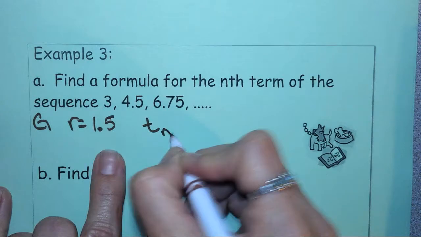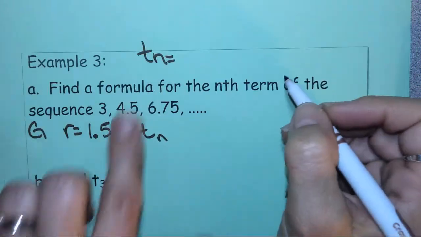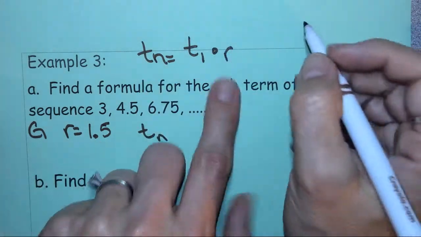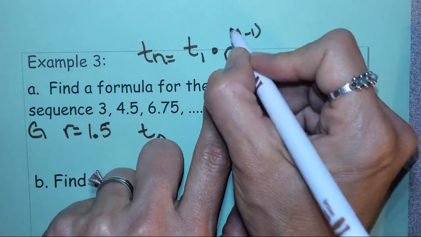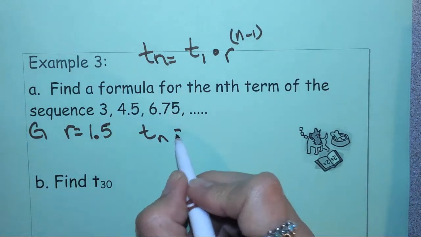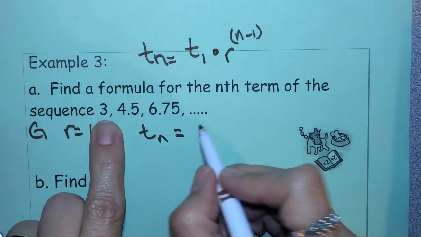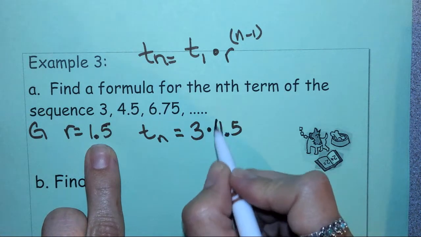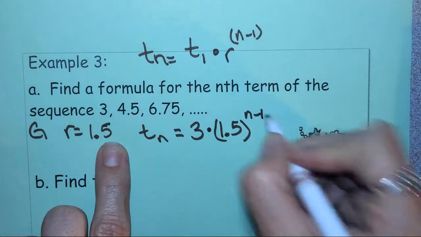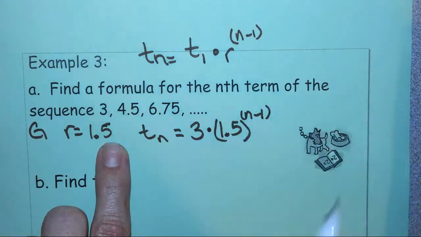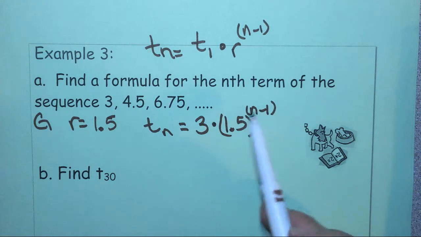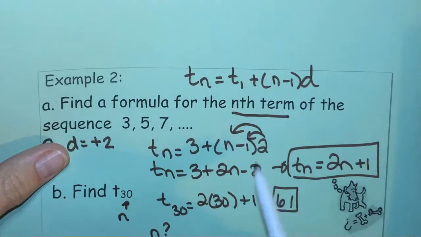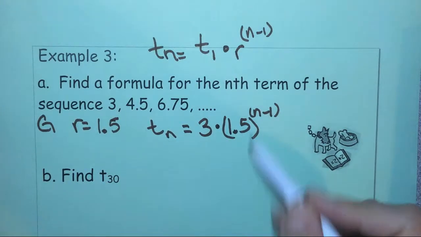So to write my formula, the one that we saw earlier said any term n can be found by doing T1 times the ratio raised to the n minus 1 power. So here we go. Any term can be found by writing down the first term, which is 3, multiplying it by my r, which is 1.5, and raising it to the n minus 1 power. All right, we cannot leave this as the n minus 1 power. Kind of like earlier when we distributed, we're going to break this down into a fraction.